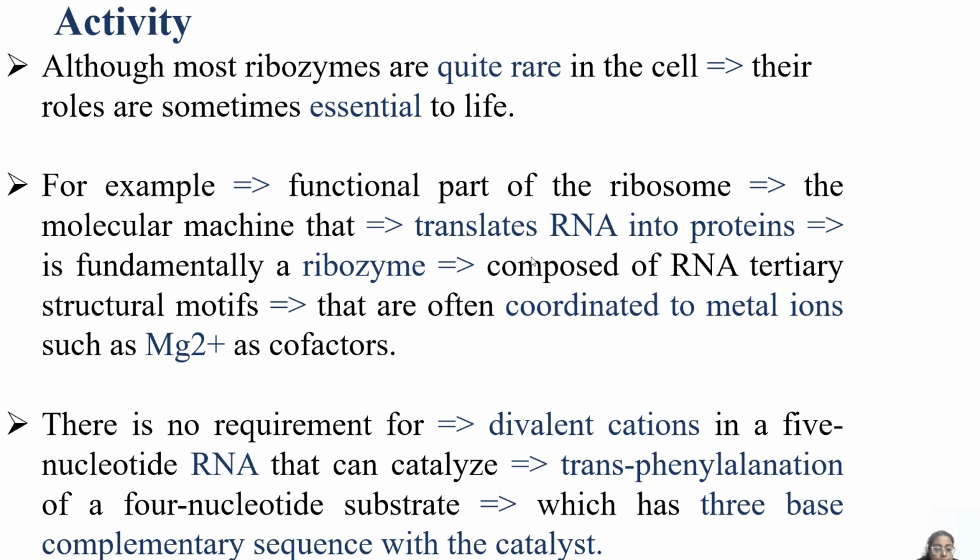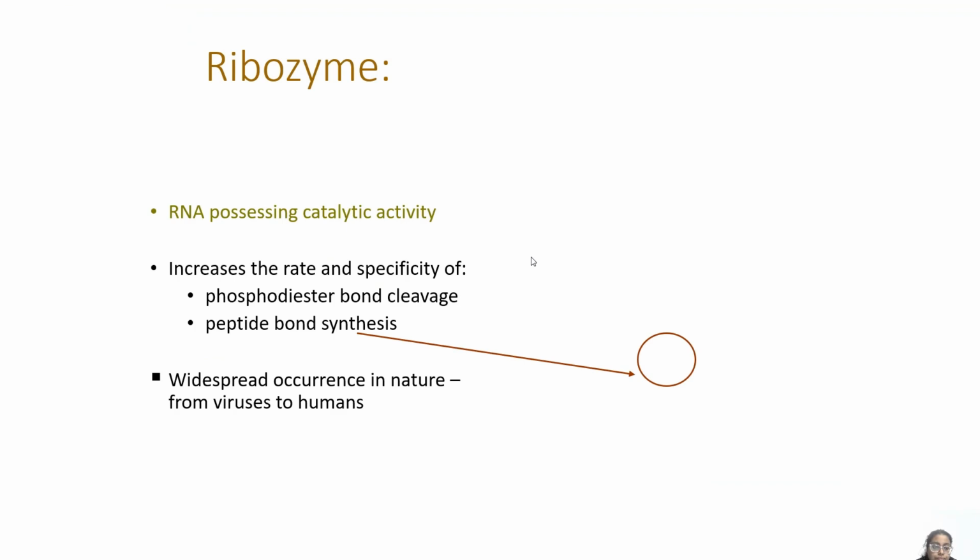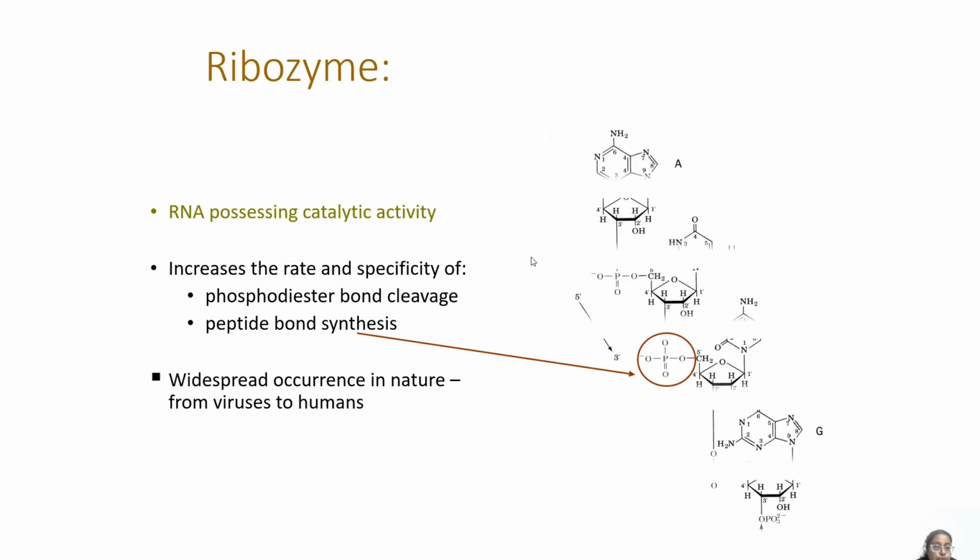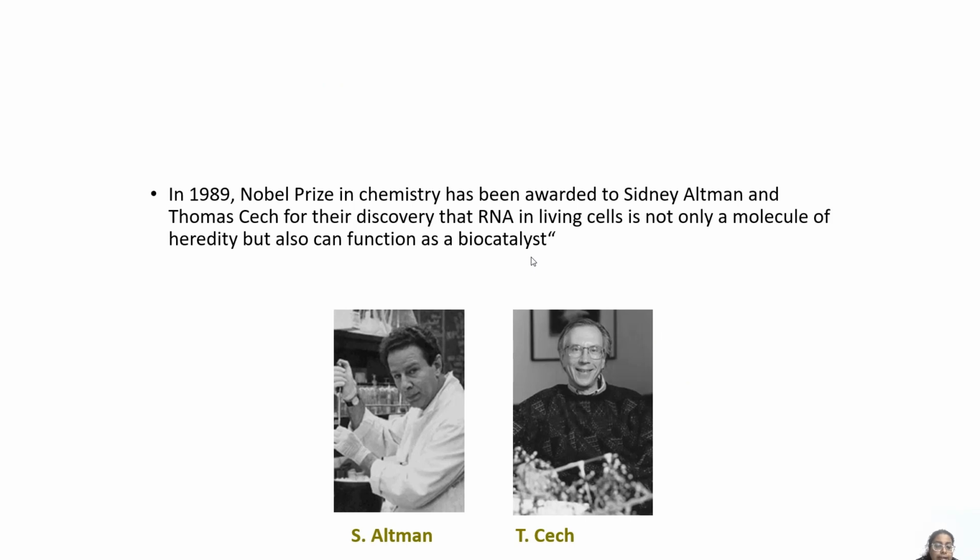There is no requirement for divalent cations in a 5 nucleotide RNA that can catalyze transphenylalanylation of a 4 nucleotide substrate which has a 3 base complementary sequence with the catalyst. A ribozyme, which means RNA possessing catalytic activity, increases the rate and specificity of phosphodiester bond cleavage and peptide bond synthesis, with widespread occurrence in nature from viruses to humans. So in 1989, the Nobel Prize in Chemistry was awarded to Sidney Altman and Thomas Cech for the discovery that RNA in living cells is not only a molecule of heredity but also can function as a biocatalyst.